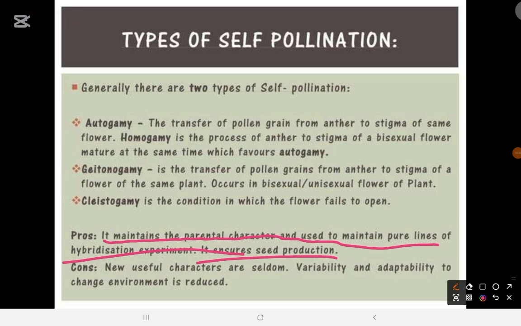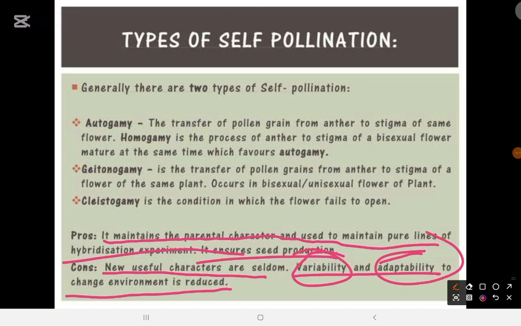But the con is that new useful characters are seldom produced, and variability and adaptability to environmental change are reduced. And of course, that is one of the problems of this kind of reproduction, because variability is reduced and adaptability to environmental changes is very low, since no new genetic characteristic will be found in that plant, as it arises from the same parent.